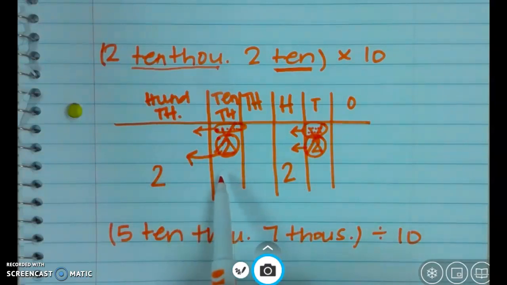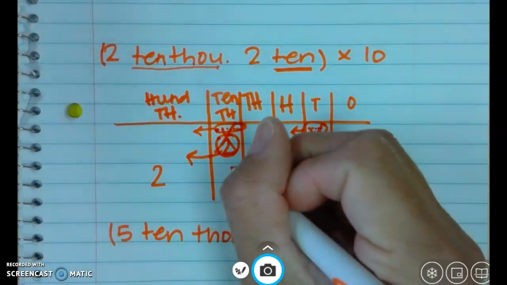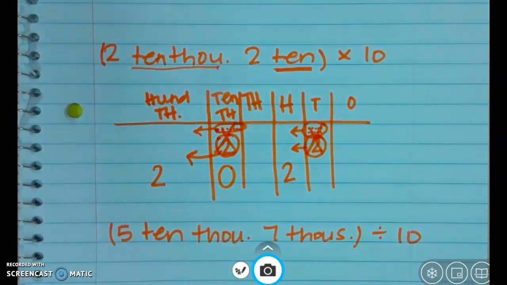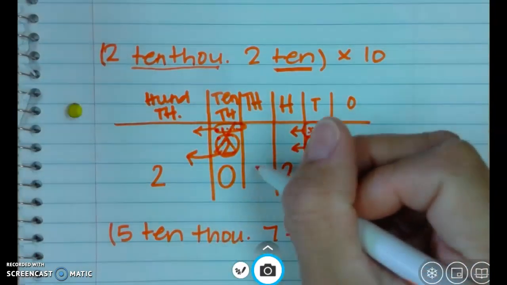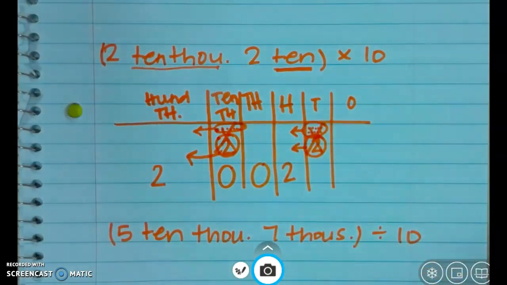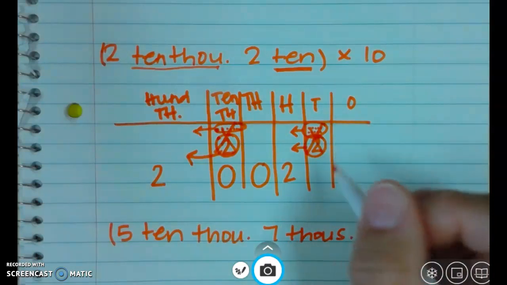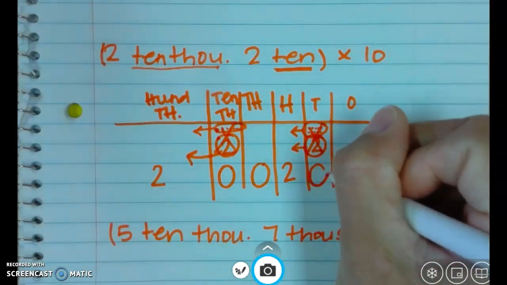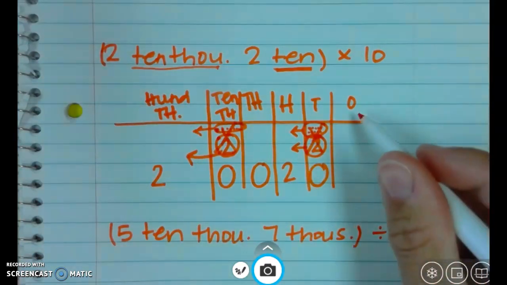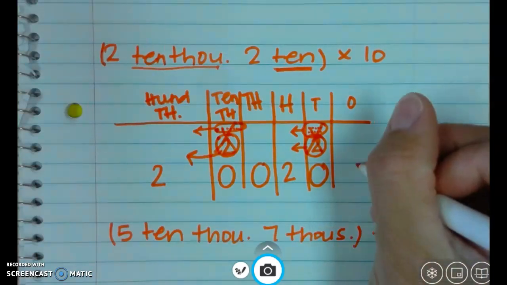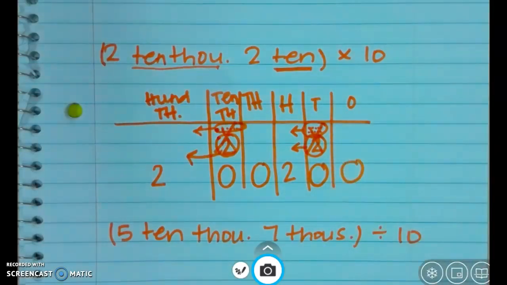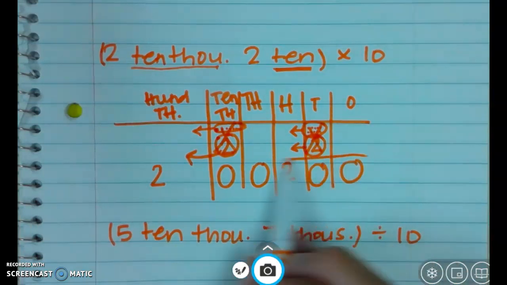Do we have anything in the 10,000s place? Nope. So I'm going to put a 0 to hold its place. Do we have anything in the thousands place? Nope. So I'm going to put a 0 to hold its place. We have 200, so that 2 is going to stay there. Do we have anything in the tens place? Nope. So 0 holds its place. Anything in the ones place? Nope. So it's going to hold its place. And there is your answer.